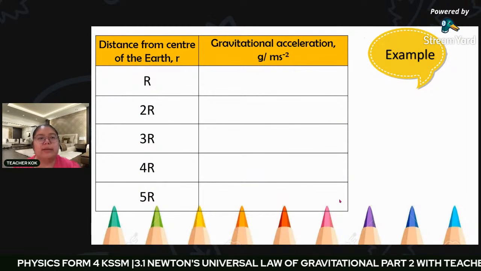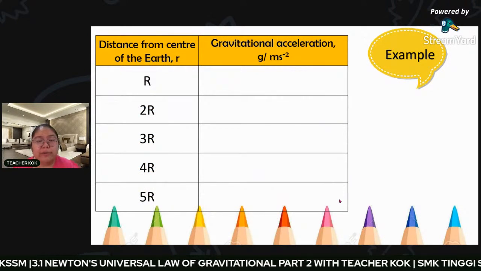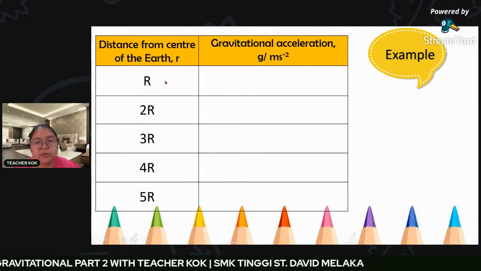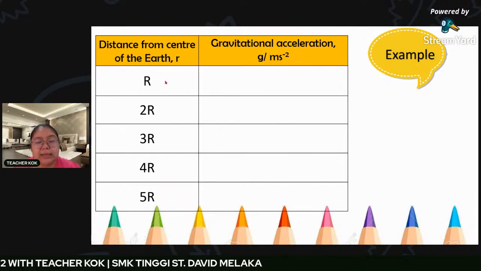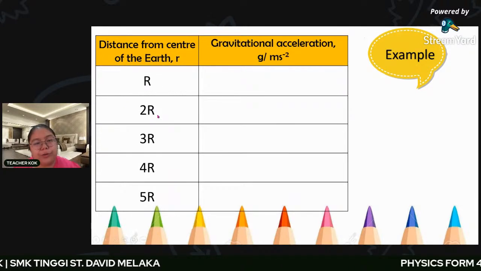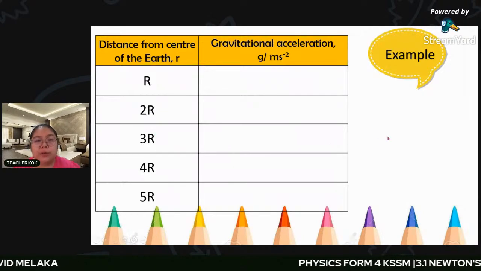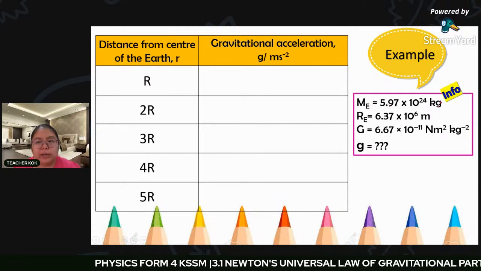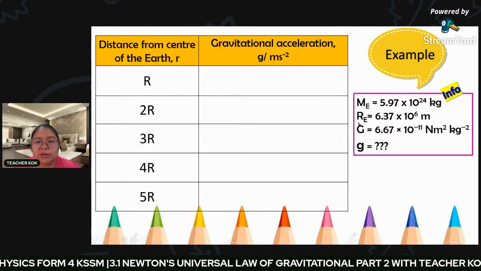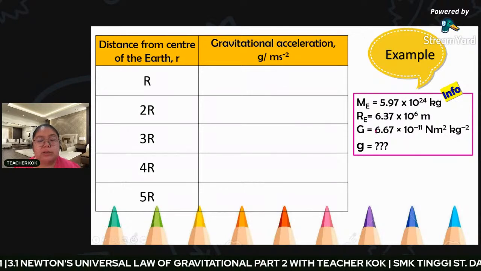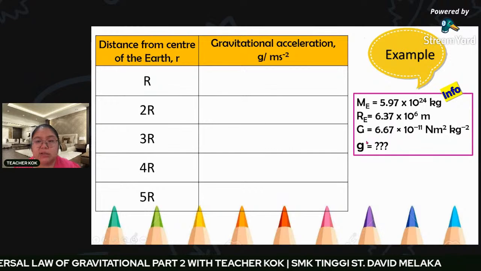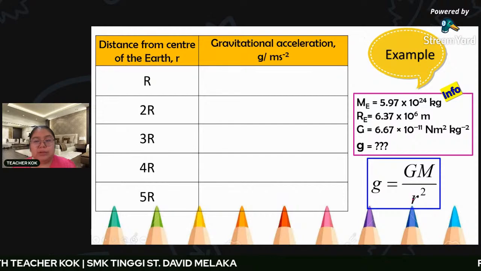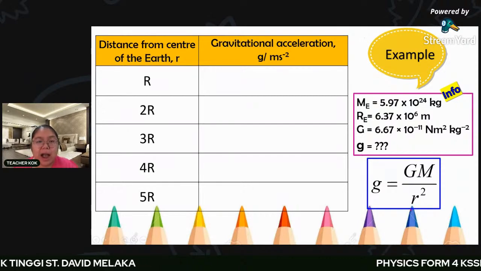From here, you need to calculate the gravitational acceleration for different distances from the earth. The first R is exactly the surface of the earth. Then 2R, 3R, that means just further. So we must copy the info first: the mass of the earth, the radius of the earth, and the gravitational constant. They want to find G. So what's the formula we learned just now? G equals capital GM over R square.